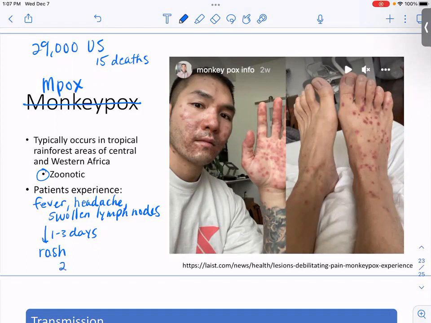Okay, so usually self-limiting, lasts 2 to 4 weeks. Pretty painful though, not something that you would enjoy experiencing. Again, typically 3 to 6% mortality. Again, we are not seeing that in the US, but perhaps more worldwide when access to healthcare isn't as good. Cases can be more severe in children, and there are lots of possible complications: encephalitis, inflammation of the brain, and sometimes loss of vision if it gets in the eyes.